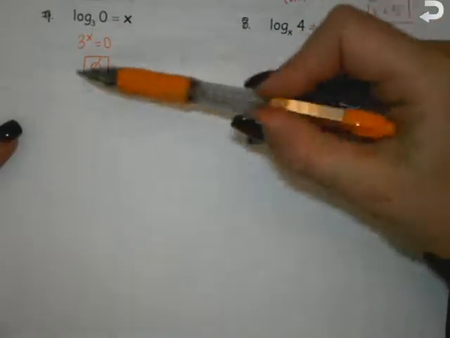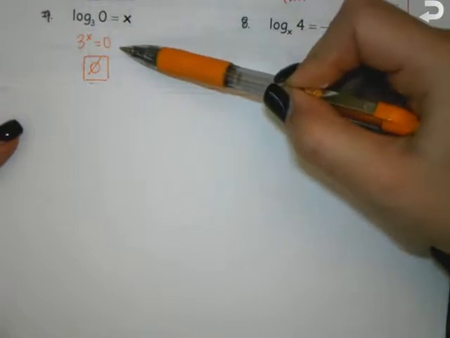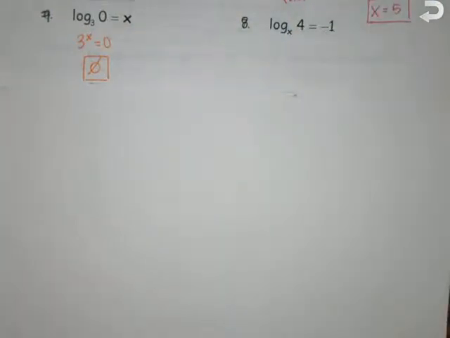This should make sense, guys, because an exponential function never crosses the x-axis. So it can't be 0, because that would mean we're touching the x-axis. Okay.